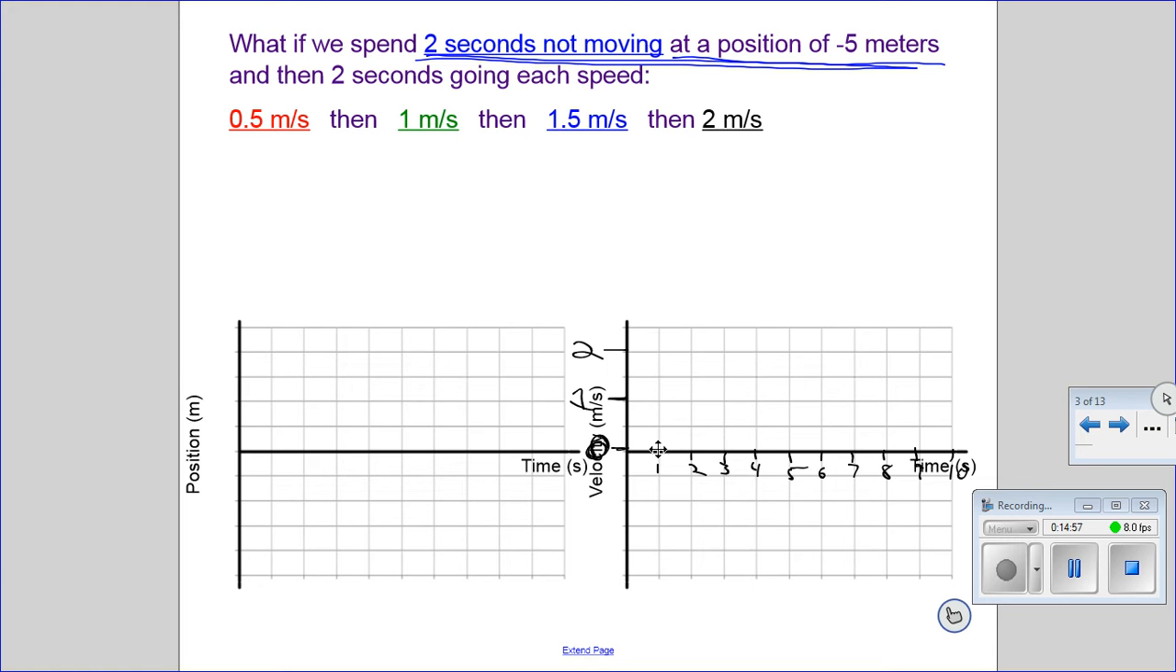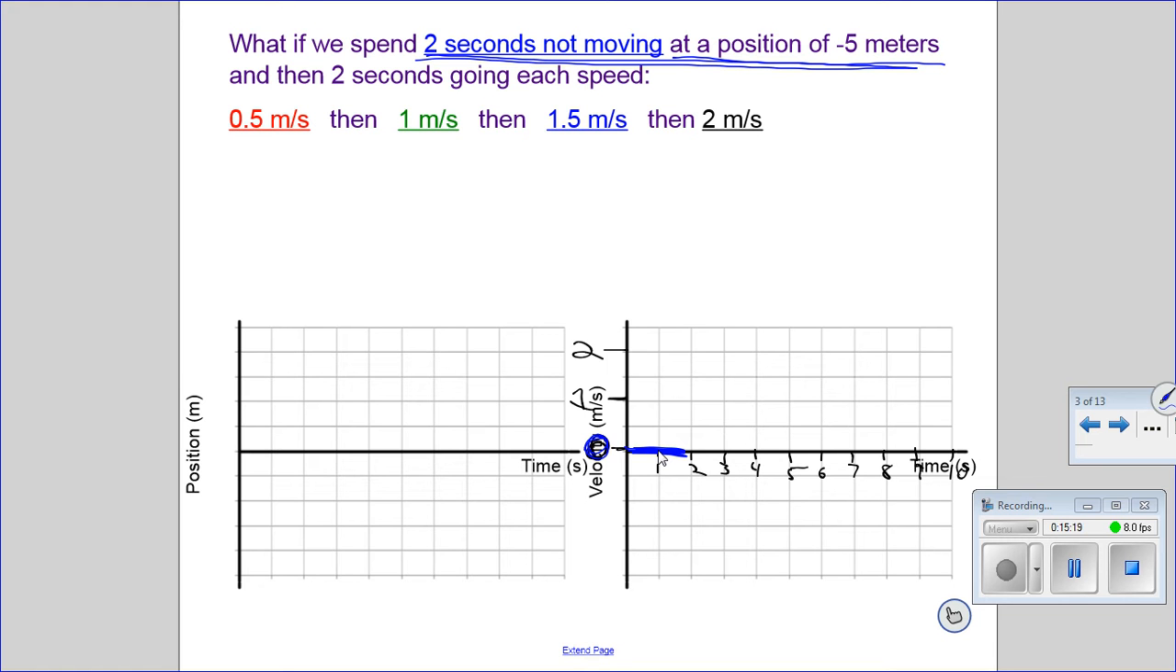Okay, so 2 seconds not moving. What's my velocity while I'm not moving, you guys? 0. I only drew that really hard so you could see the blue over the axis there, right? So that's v equals 0. Notice it's at 0, right?